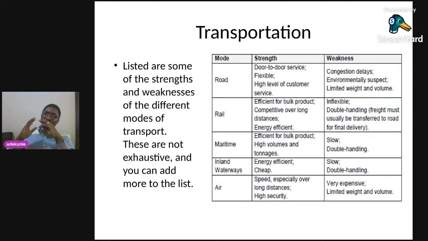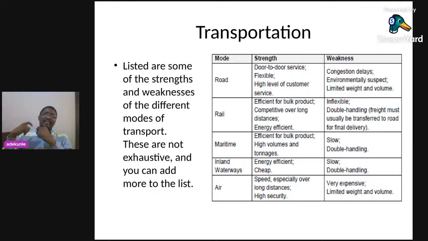Like the road mode has the strength of being flexible enough and responsive enough to meet door-to-door services. It is highly flexible for customer service because it meets the last mile delivery for the customer. Then of course, it has a weakness of congestion, it has a weakness of delay, it has a weakness of environmental impact, and there's a limited amount of weight and volume you can carry when it comes to land transport. Of course, you have the rail. Rail is efficient in moving bulk products over a long haul and distance. It's energy efficient, and sometimes it might be cost efficient.